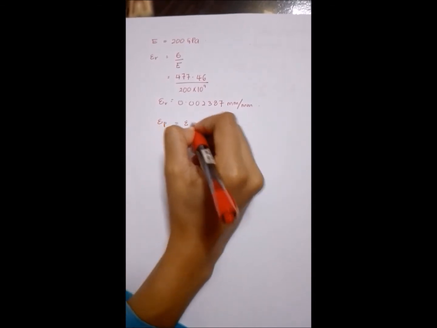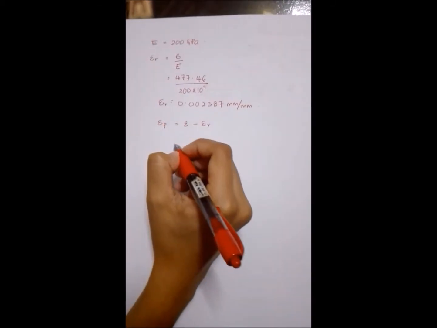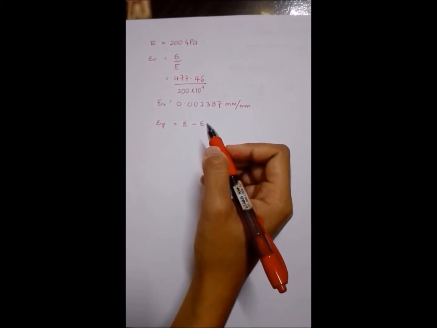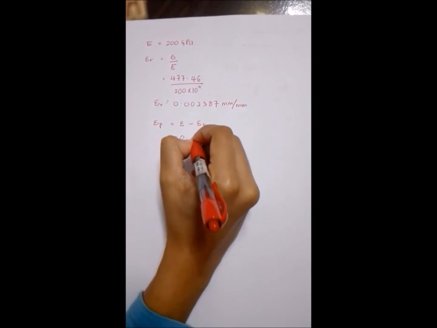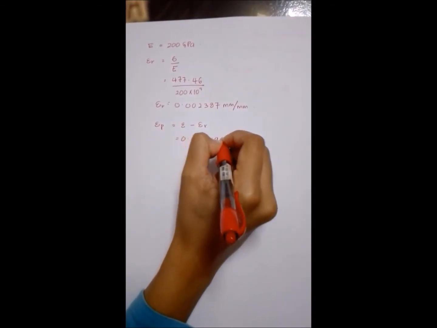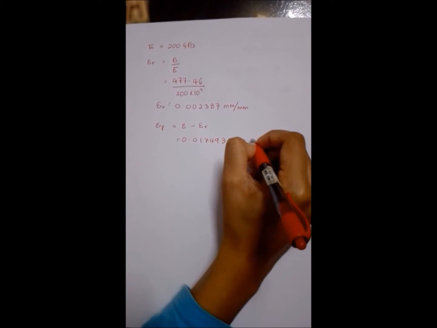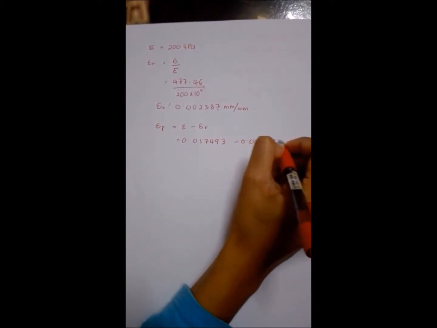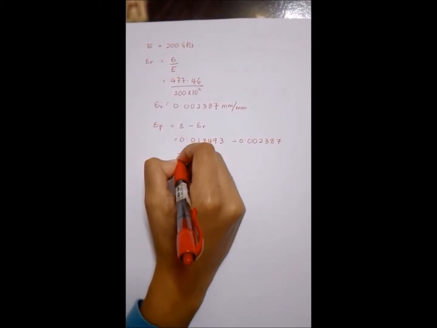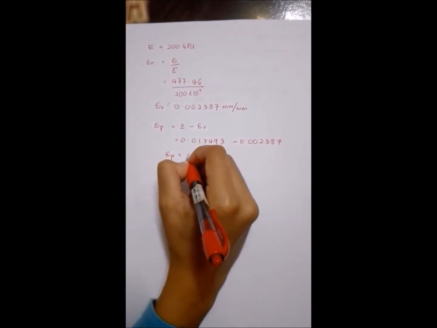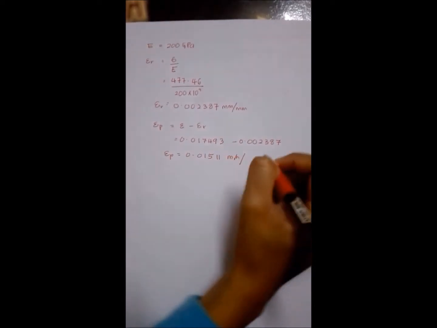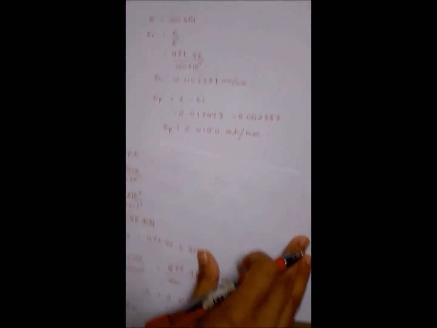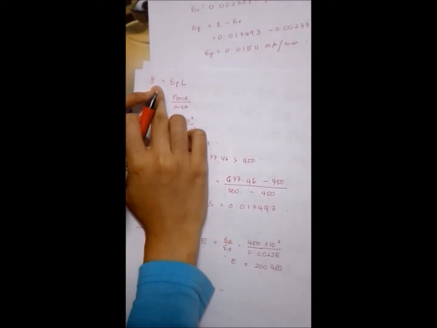Next, we have to find the strain at the plastic condition, which equals strain minus strain recovery. The strain recovery that we got is 0.002387. So 0.017493 minus 0.002387 equals 0.01511 millimeter per millimeter.